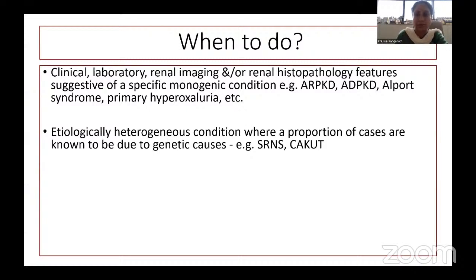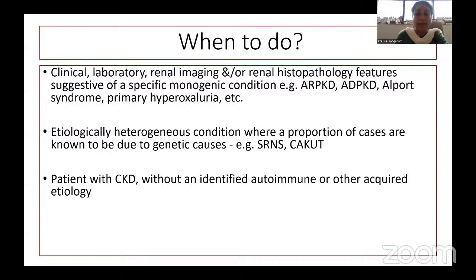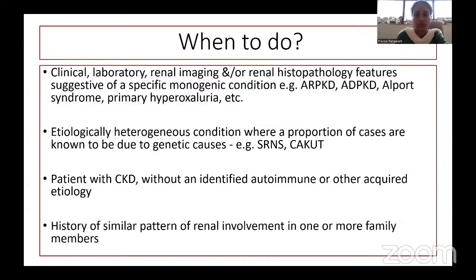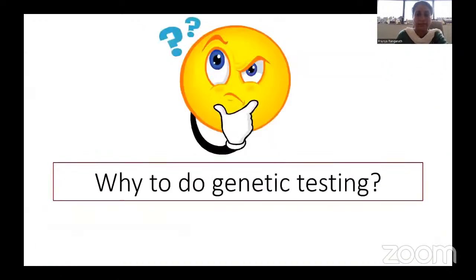So this includes your steroid-resistant nephrotic syndrome, congenital anomalies of the kidney and urinary tract. So for all such conditions also, you would do genetic testing. Then any patient with unexplained CKD, where you're not able to identify any definite acquired etiology, such as an autoimmune cause or some other acquired etiology, where a cause remains unidentified, you can do genetic testing to look for the monogenic causes. And of course, if you have a history of similar pattern of renal involvement in one or more family members, then again, genetic testing is indicated.